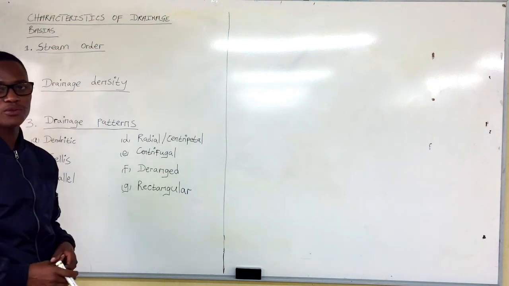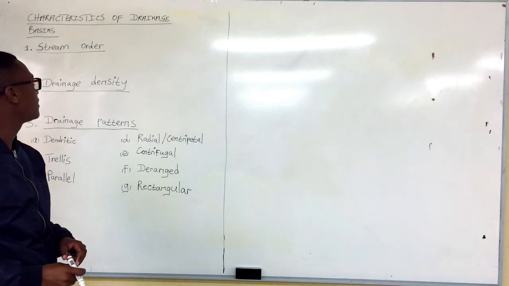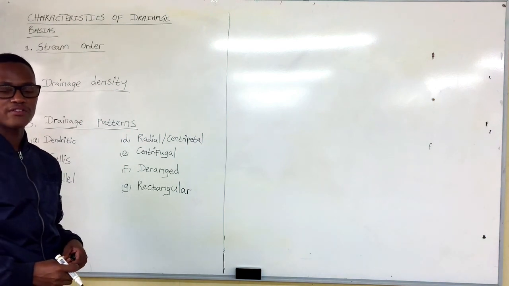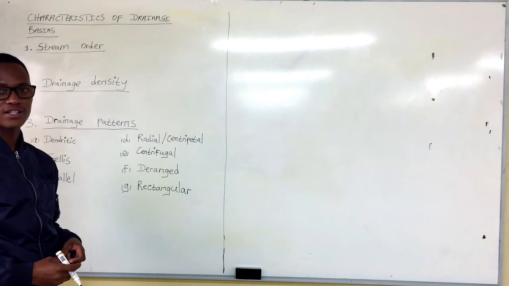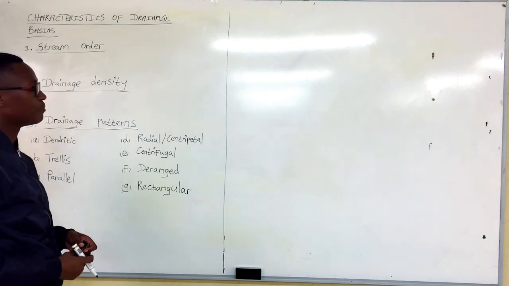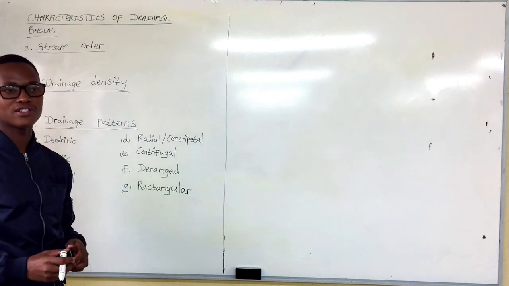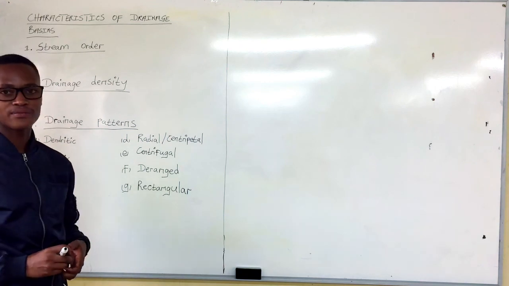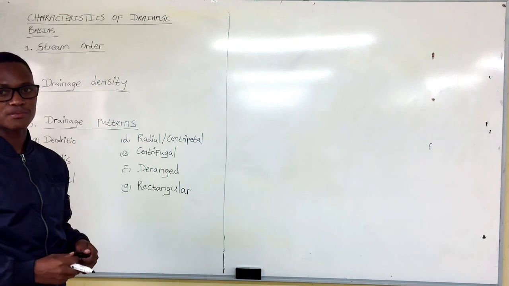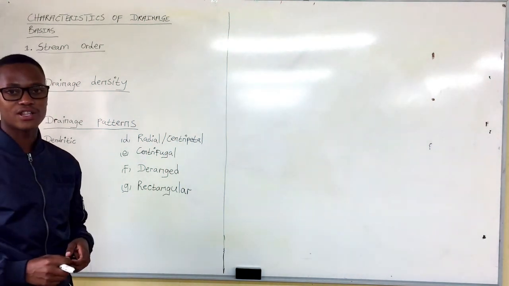So now we are dealing with the characteristics of a drainage basin, because in the previous video we covered the factors that influence surface runoff, and then we touched a little on drainage basins and all the characteristics of a river system. So now we are dealing with the characteristics of a drainage basin.